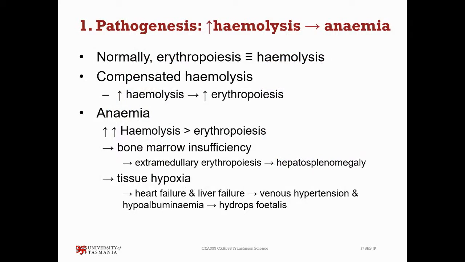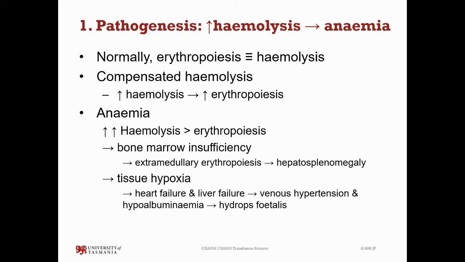So when we look at the pathogenesis of hemolytic disease of the fetus and newborn, it's basically an increase in hemolysis that leads to anemia, and it's that anemia that causes all of the issues. So as we know, normally erythropoiesis and hemolysis, so blood cell production, blood cell destruction, are in equilibrium. If we have an increase in hemolysis, then the bone marrow is able to compensate for that with an increase in erythropoiesis. So we call that either compensated hemolysis or compensated anemia. But still, the bone marrow has increased erythropoiesis, and everything is still okay, even though red cell destruction has increased.